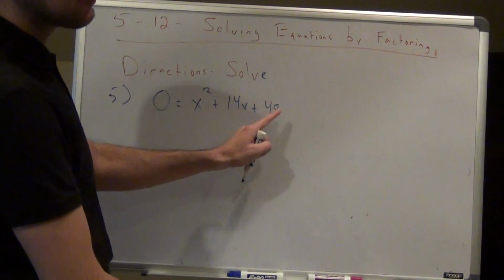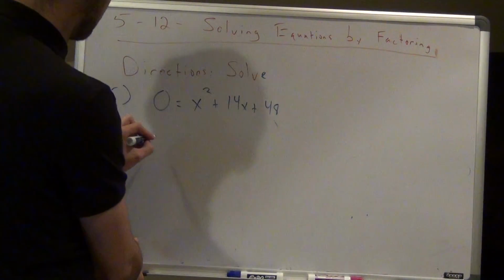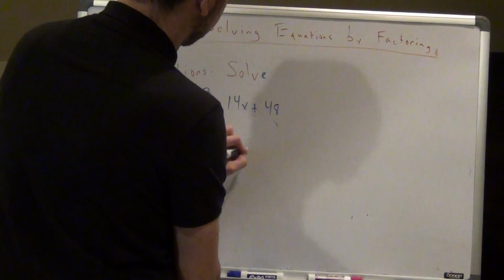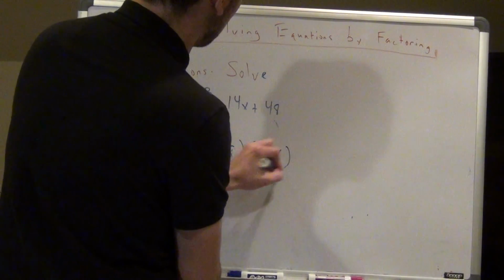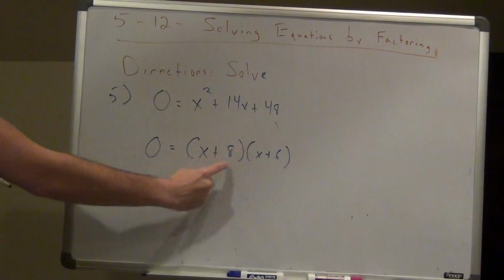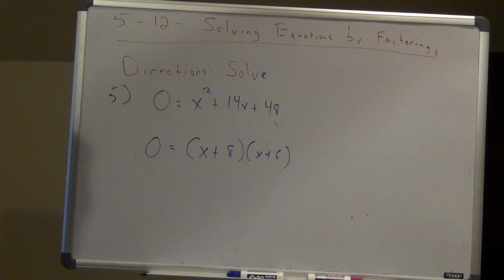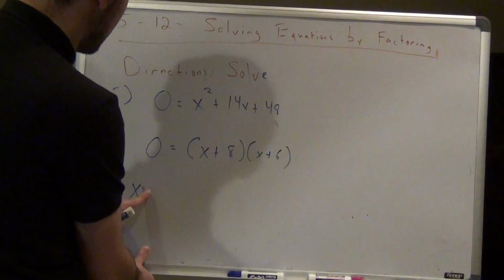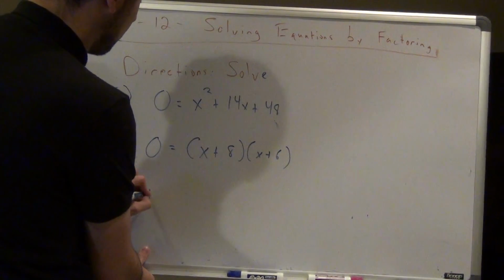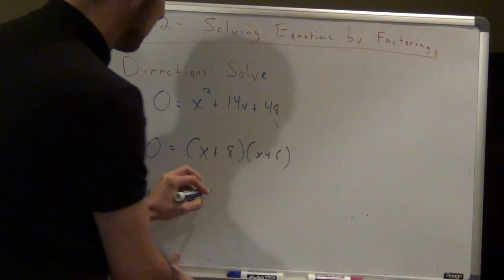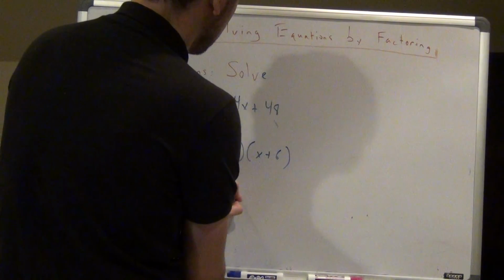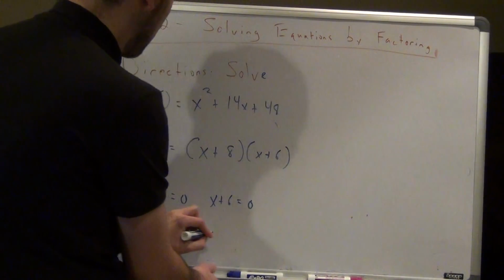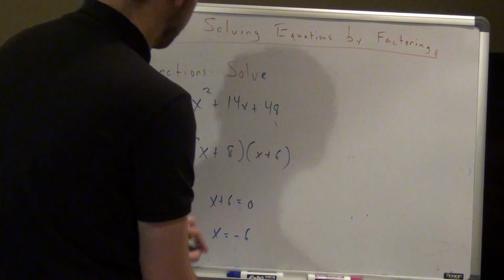So I'm going to factor two numbers that multiply to get 48 and add to get 14. If I did that, it's going to become x plus 8, x plus 6. Why is that? 8 times 6 is 48, 8 plus 6 is 14. Now to get my answer, I'm going to set each of these equal to 0. So I'm going to set x plus 8 equal to 0 and x plus 6 equal to 0. Solve here, so I'm going to get x equals negative 8 and x equals negative 6.